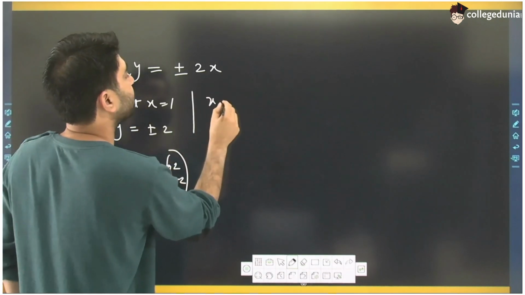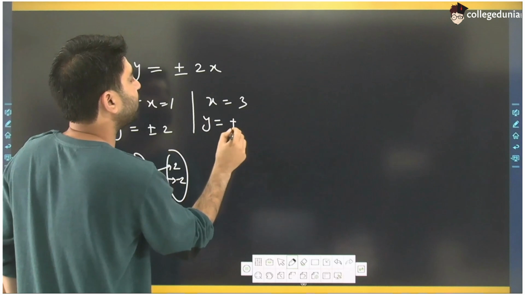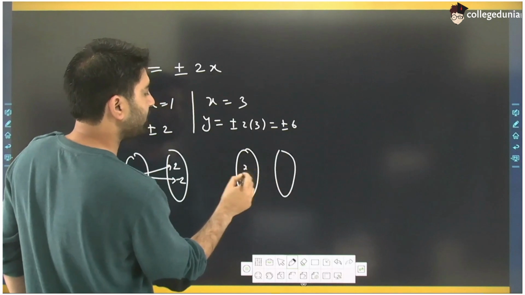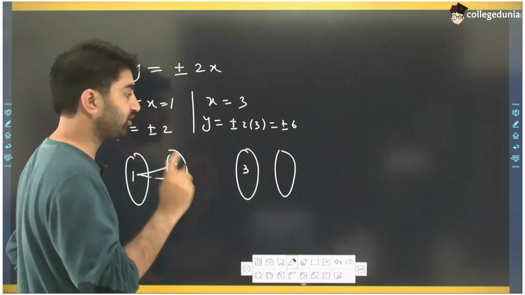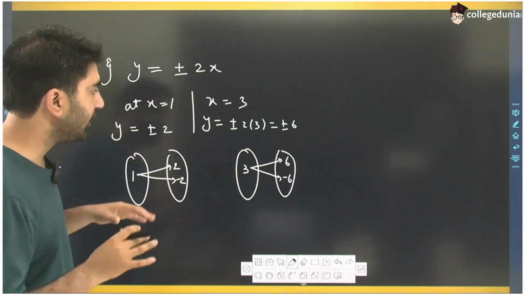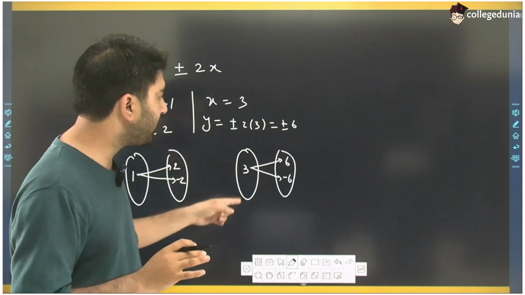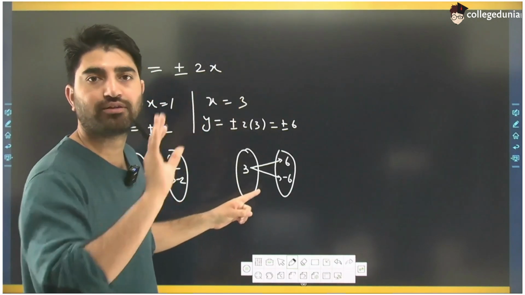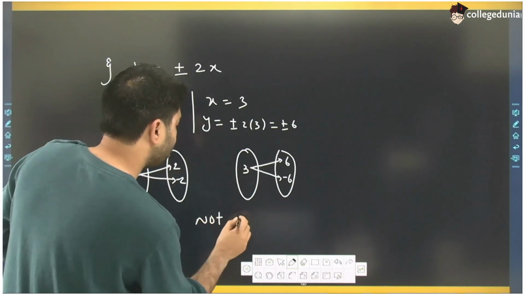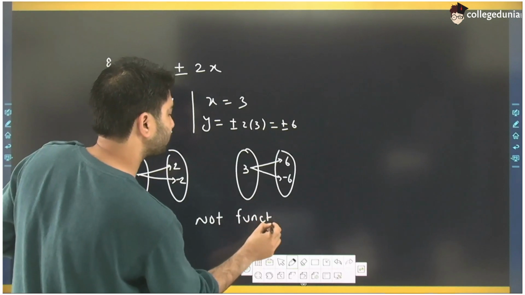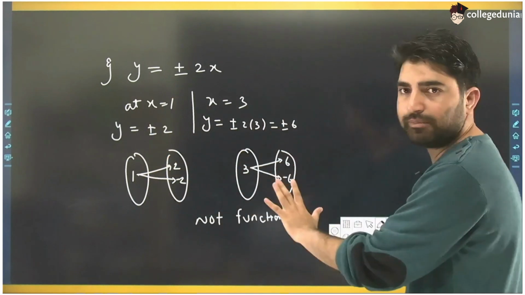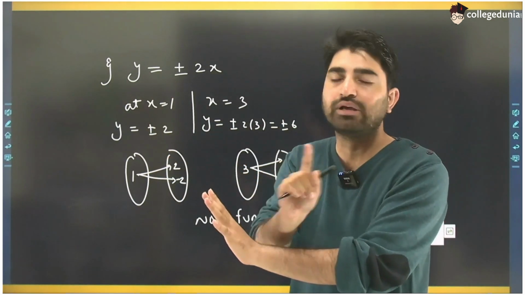For x equal to 3, y will be plus minus 2 into 3. It means this is plus minus 6. So here you can see the element 3 in the domain has two images, one is 6 and the other one is minus 6. So in this example, we can clearly see every element in the domain has two images. This is not allowed in a function. So in this situation, you will say this is not a function. One element should have one image; one element cannot have two images.